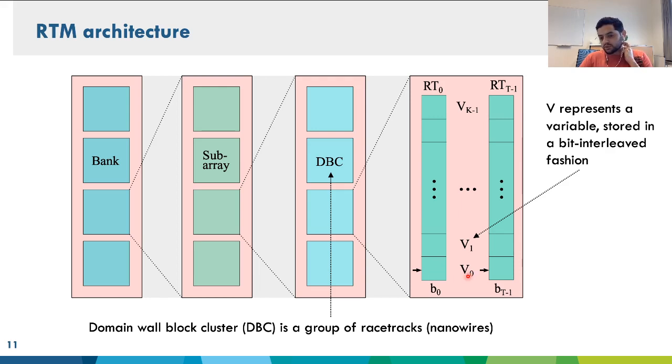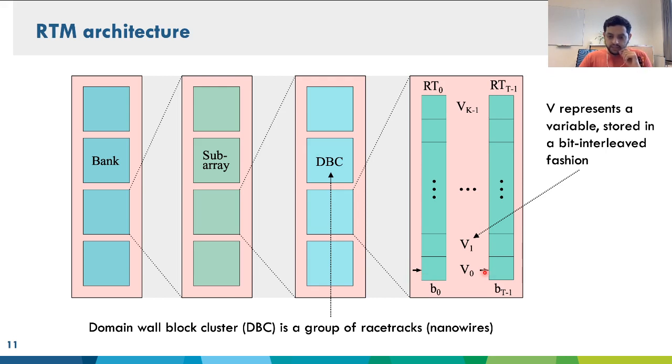So for instance, if I want to store variable 0, I will have to store the first bit of 0 in the first racetrack, the second bit in the second racetrack, and the t-1 bit in the last, or the tth racetrack. And if I want to access variable 0, I can access all of them in parallel because the access ports are all pointing to the same position.